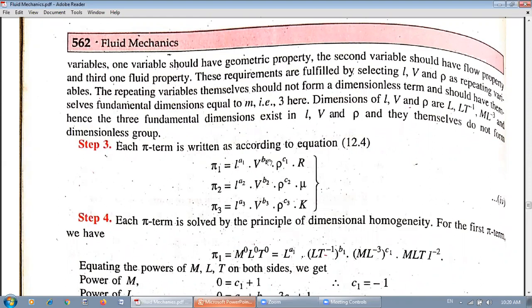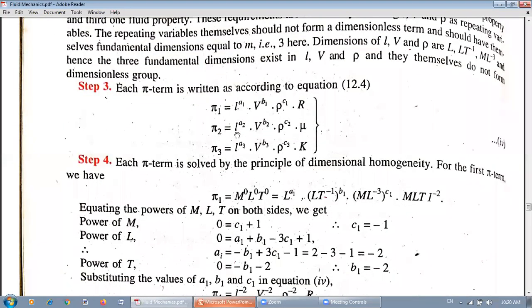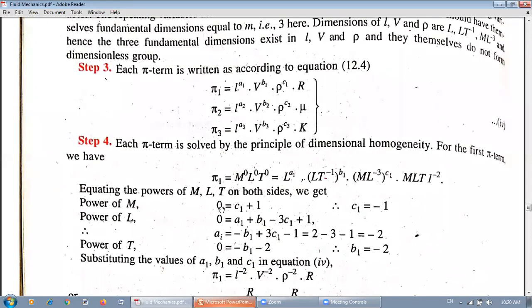So A1, B1 and C1 are the arbitrary powers of the repeating variables. There will not be any arbitrary powers for the non-repeating variables. Again, pi 2 is L raised to A2, V raised to B2, rho raised to C2. And pi 3 equals L raised to A3, V raised to B3 and rho raised to C3 into K. So this is the completion of step number 3.